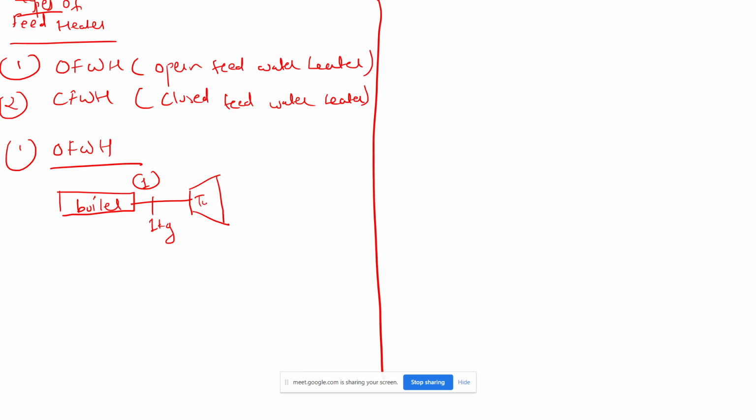This is turbine 1. Suppose we are extracting y kg of steam at an intermediate point. Okay, this is point 2. This is also point 2. So the remaining 1 minus y kg will again expand.